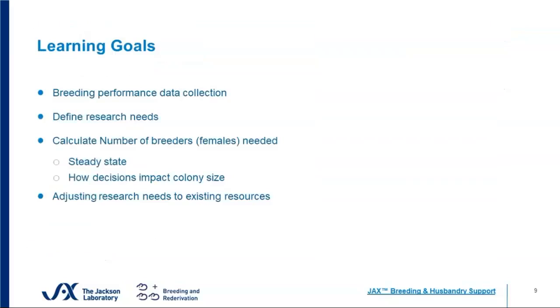Okay, so just to give you an idea of what we're going to talk about today, we're going to start with breeding performance data collection, which is the heart of being able to size your colonies appropriately. We'll talk about defining your research needs, and then calculating the number of breeding females that you need to maintain a steady state colony. And then we'll talk about how the decisions that you make in defining what your research needs are impact colony size so that you can adjust your research needs to match your existing resources.